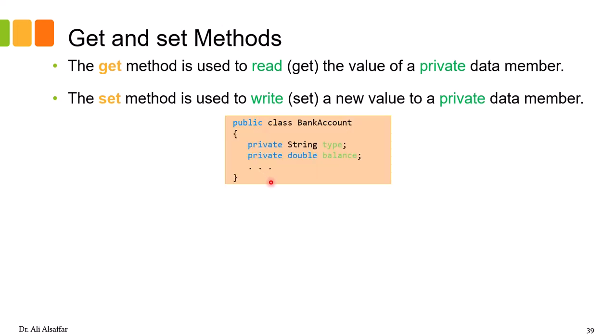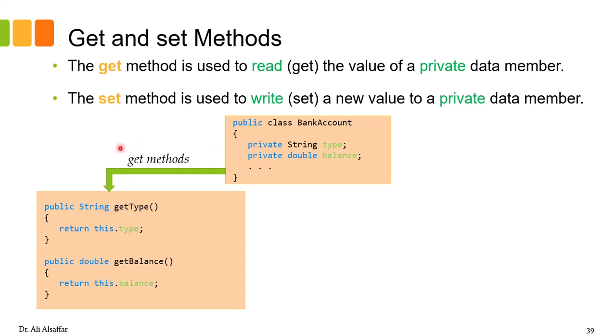Here is an example. For our bank account example, you remember we had some data members. I will just demonstrate with two data members, type of the bank account and balance. Type is a string and balance is double. So how to write the get method? Since they are private, you need one for getting the value and one for setting the value. For the get methods, again, you need a name, you need to know the input parameters, and you need to know the return value. So the methods will be public.